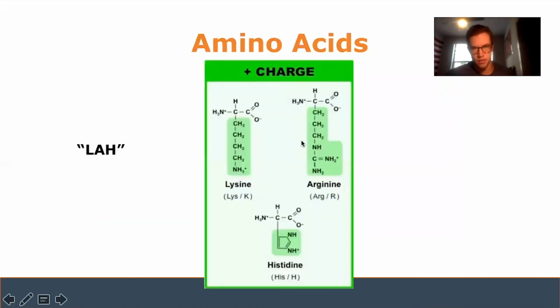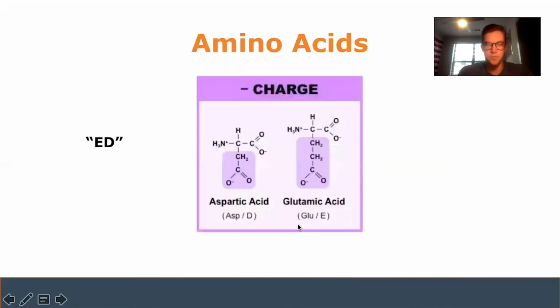Moving on to the positively charged amino acids, LAH, or LA, is my kind of acronym for remembering them. All of these are going to have, well, it goes without saying, a positive charge due to this, you can call it ammonium, or it's a protonated amine group, but all of those are going to have a positive charge on them. So those are easy to remember. They all have really long side chains, and then histidine is kind of interesting because it again has a ring.